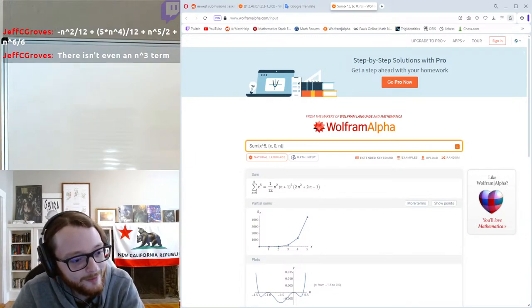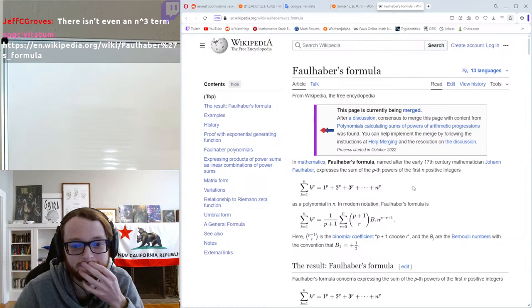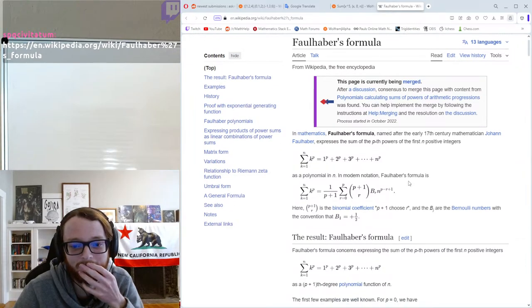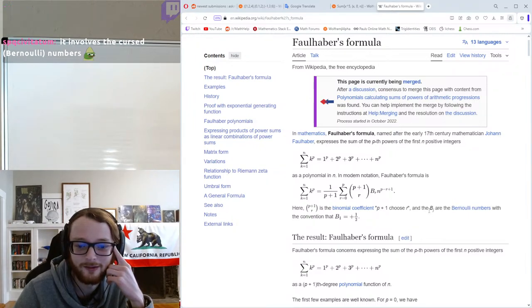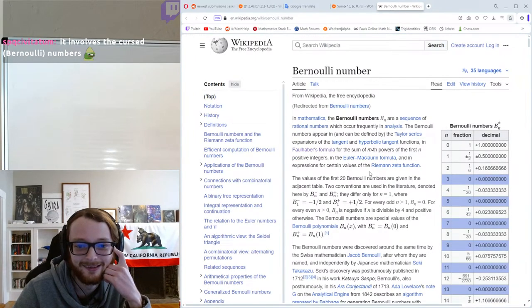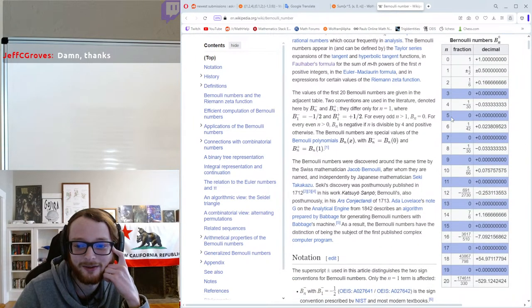Follow Faulhaber's formula? Oh. So it does use binomial. Well, it's kind of binomial-ish, not really. Bernoulli numbers. The cursed Bernoulli numbers? Huh. Oh my god. What are these?